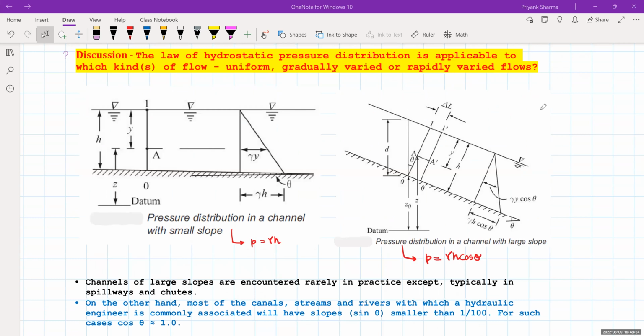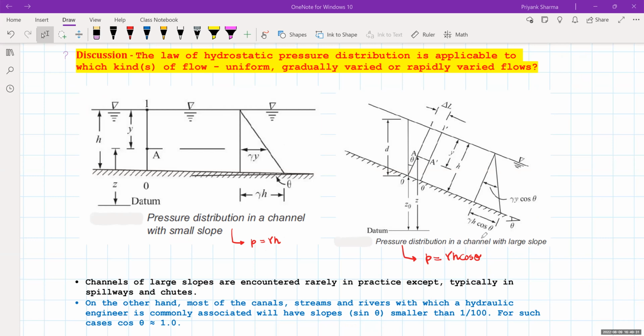So, channel slopes. First you have a channel with a very small slope, and second you have a channel with a very large slope. Let us say the datum is the same. When you talk about the pressure distribution in the channel with small slope, it is simply gamma into h, where h is the total depth of water. At a particular instant, if you find the depth of water, based on that you can find the ordinate of the pressure.